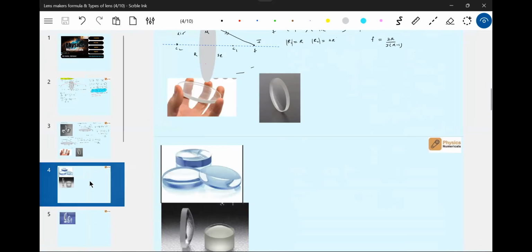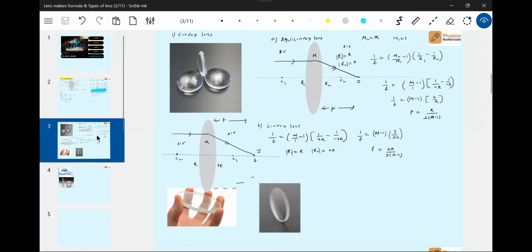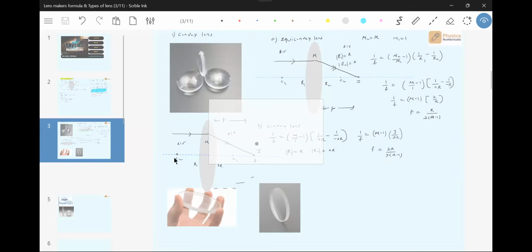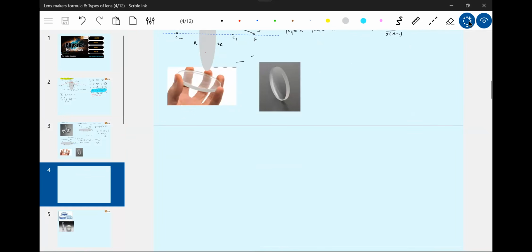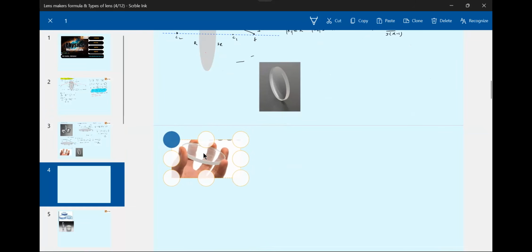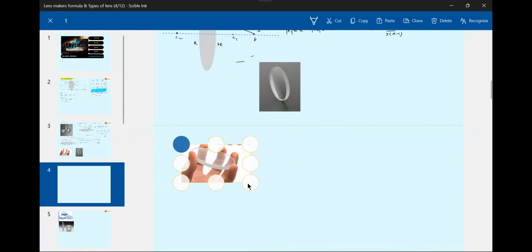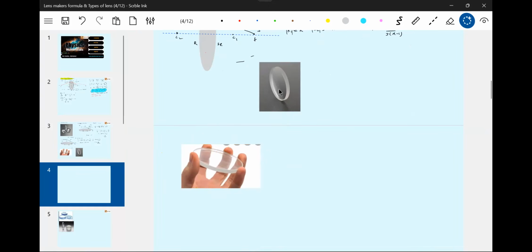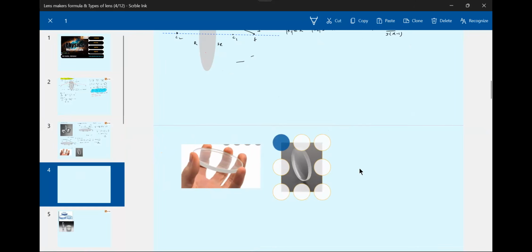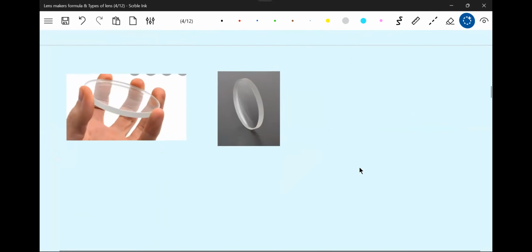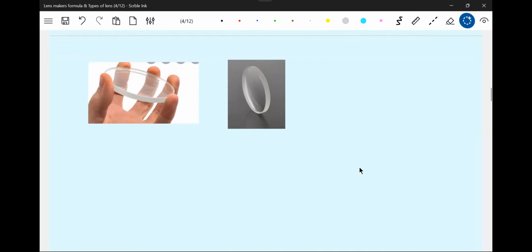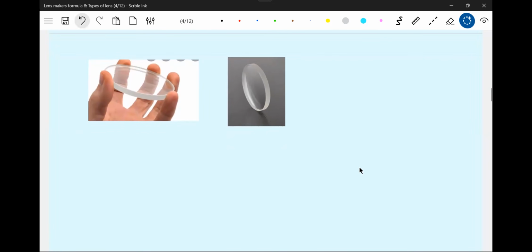Let me adjust this one. Then we'll go for the diagram. I'm showing diagrams so that it will be very easy for you. They may ask you some good numericals based on the three-dimensional. This is the concave lens.